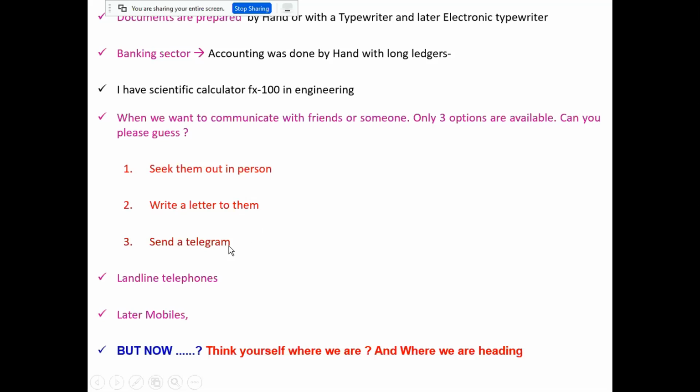Then in an emergency, very quickly, we used the telegram. A telegram is a costly affair, friends. We used only some keywords, like start immediately, feeling well, not feeling well. All these were counted by the alphabets, and then they would charge.